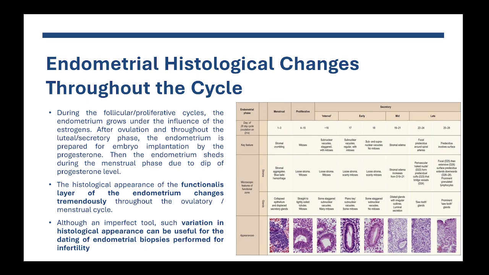So the gynecologist can do an endometrial biopsy, look at the appearance of the glands and the stroma of the endometrium, and try to figure out at which day within the cycle that patient is. The main goal is to detect whether this endometrium is within the secretory phase, which means that the patient did ovulate, which is very important information for patients with infertility. It is not a perfect tool, but it can be useful.